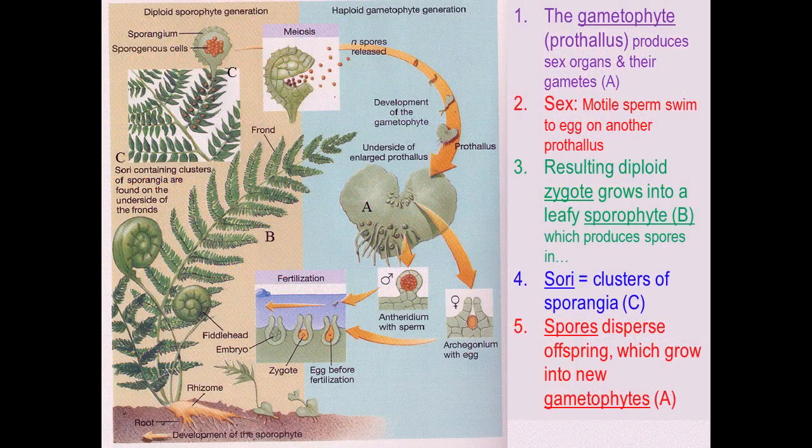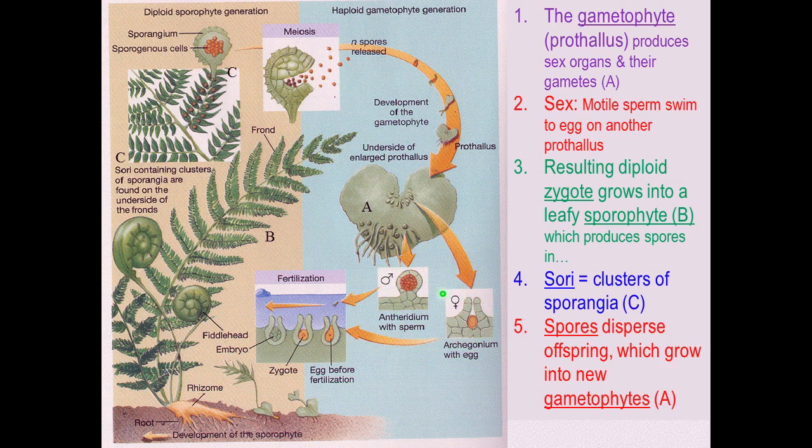Taking a look at our diagram, we can see off to the right is our prothallus, which is haploid, and then off to the left is our familiar fern that is diploid. So this is how it works. The gametophyte prothallus produces sex organs and their gametes. We see that usually on the underside of the enlarged prothallus, which is heart-shaped in ferns. And then they have the antheridium that produces sperm and the archegonium that produces an egg.